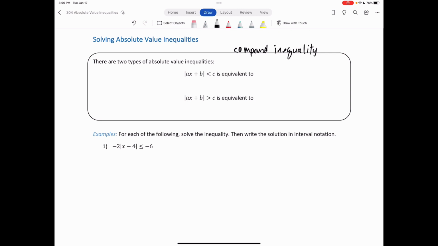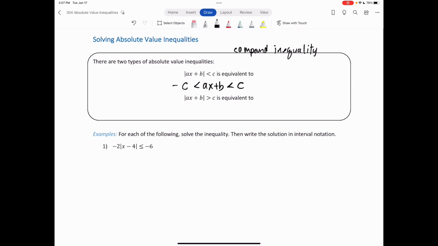So if you remember that absolute value is sort of the distance, how far away you are from a particular point. So when we talk about the absolute value being less than c, really what we mean is that ax plus b is squished between c and negative c.